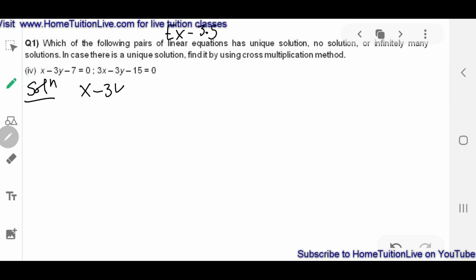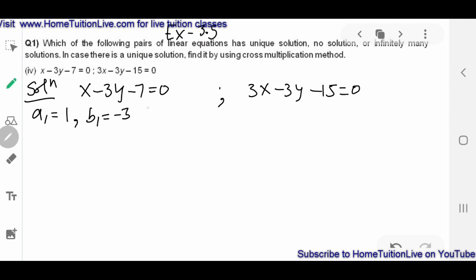x minus 3y minus 7 is equal to 0, 3x minus 3y minus 15 is equal to 0. Now we will find the values. a1 is 1, b1 is minus 3, c1 is minus 7. Now a2 is 3, b2 is minus 3, and c2 is minus 15.